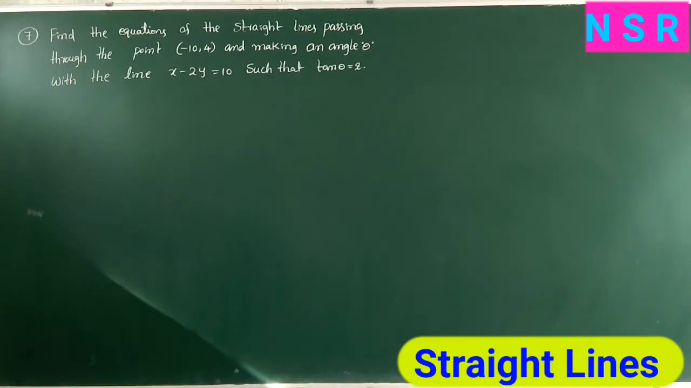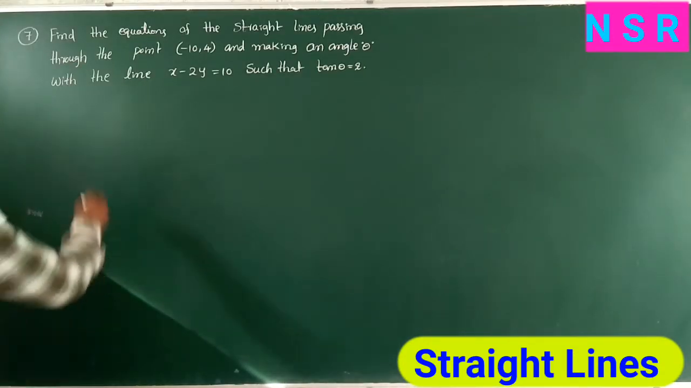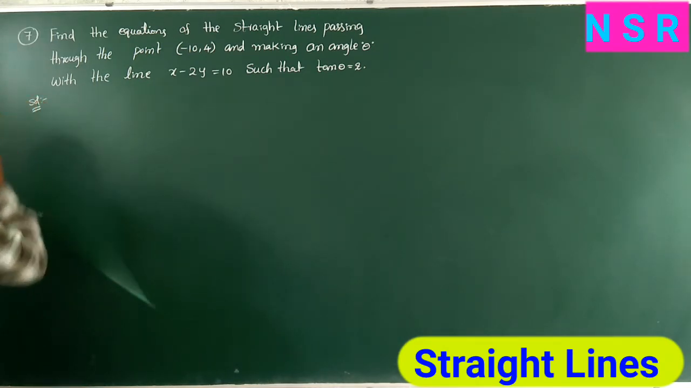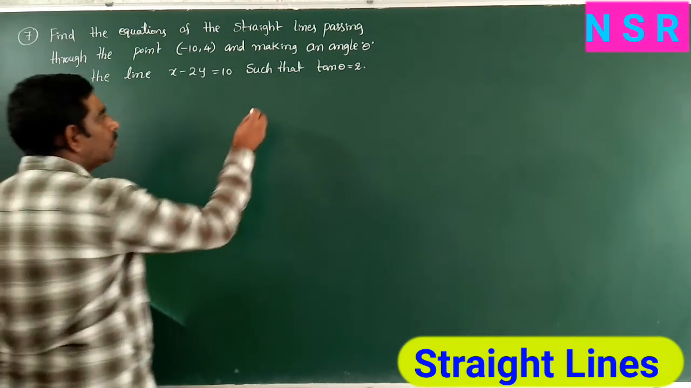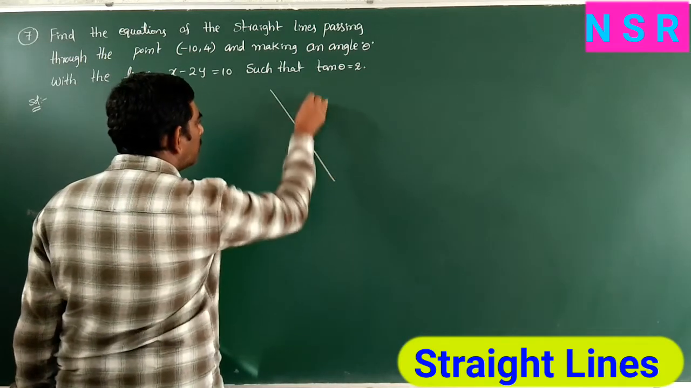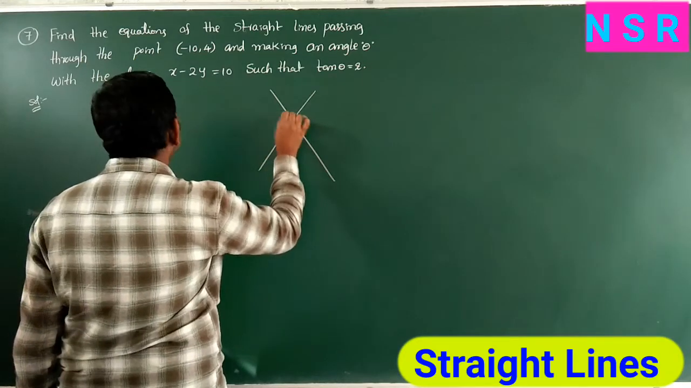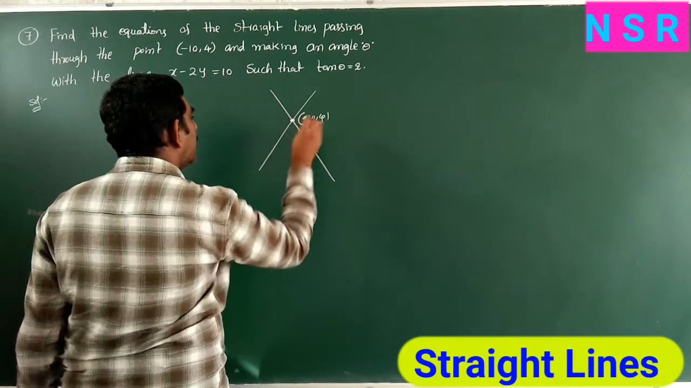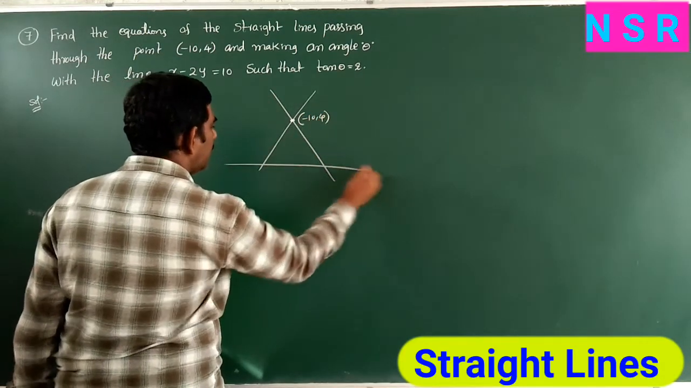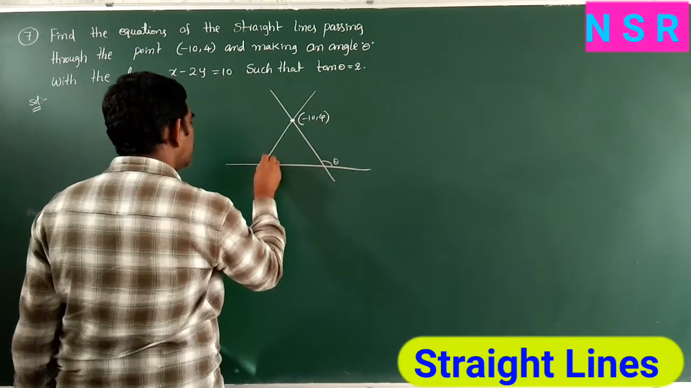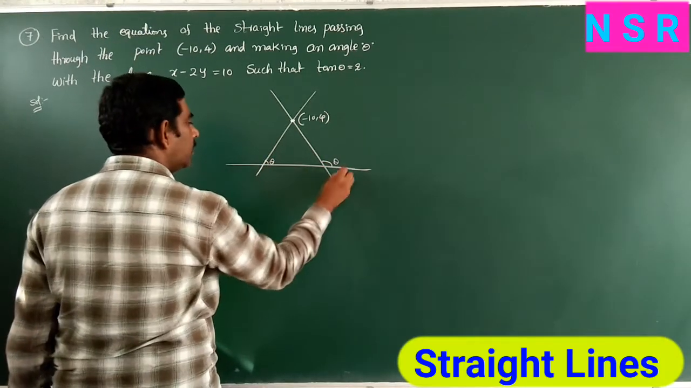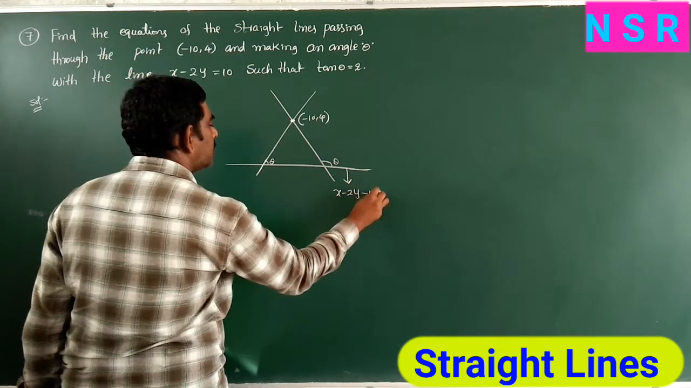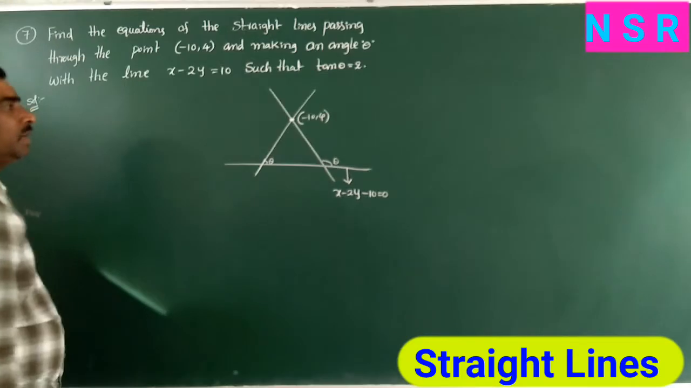So next to question number 7. Find the equation of straight line passing through the point and making angle theta with this line, and also given here tan theta equal to 2. So the straight lines passing through one point, that is minus 10 comma 4, and these lines make angle theta with one line, that is x minus 2y minus 10 equal to 0, and also given tan theta.